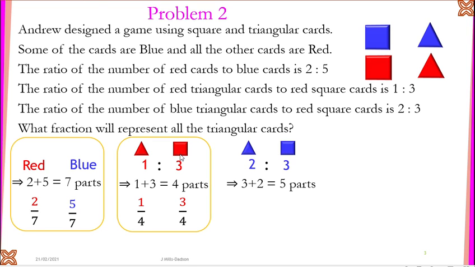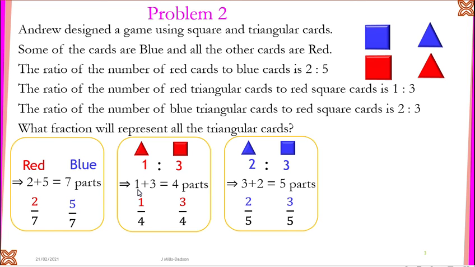Let's do the same for blue. Convert into proportional fractions. This is what you have. Now if you want to work out the triangular cards, we could have triangular cards which are blue and triangular cards which are red. So to know the exact total of the triangles, we need to work out the red triangles out of the total of all the red, and also the blue triangles out of all the blue.